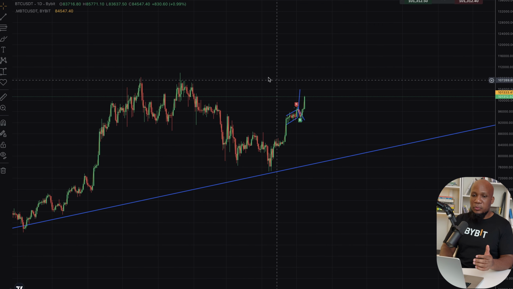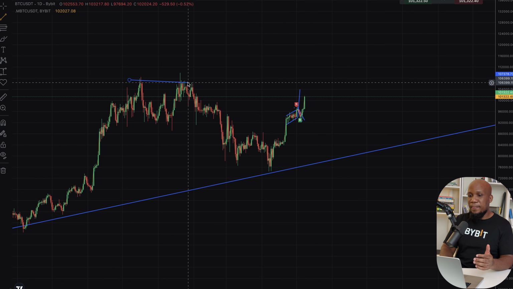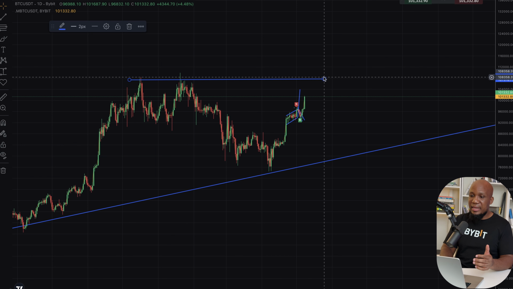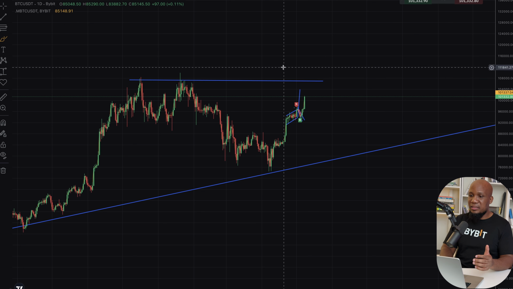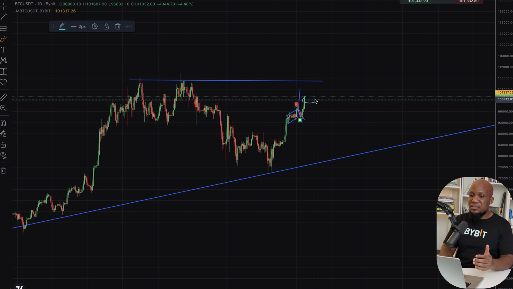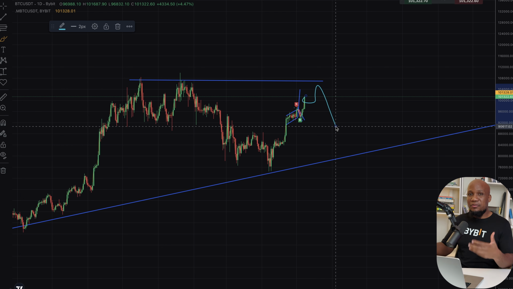For example, if you look here, there's a high resistance here on top. There's a high resistance here. We've got a double top here, and now we're looking at this resistance here. So what we're expecting is that the market could potentially go down like this, or maybe as a retracement. So that's one thing you should keep in mind.